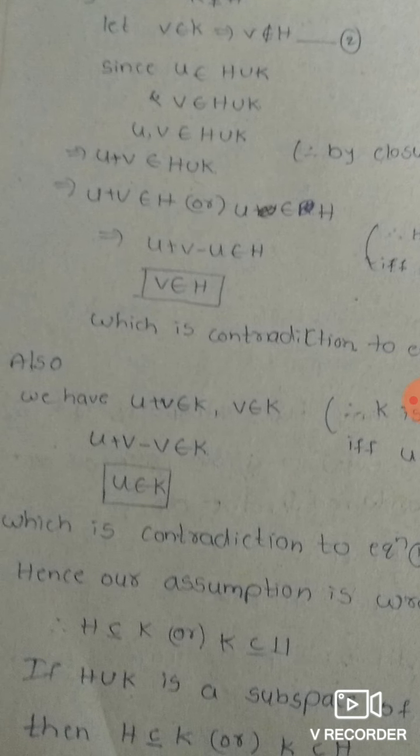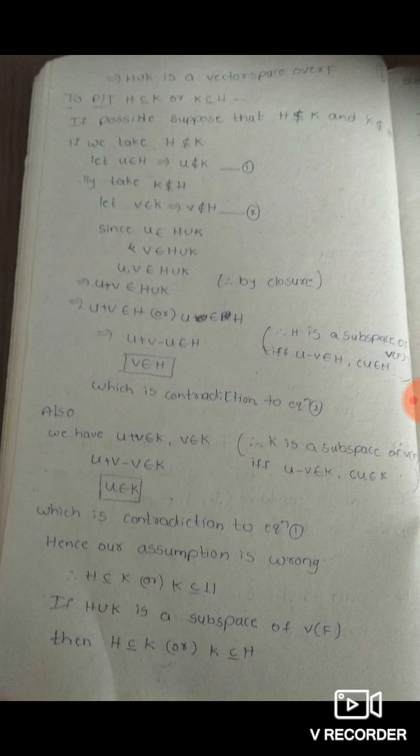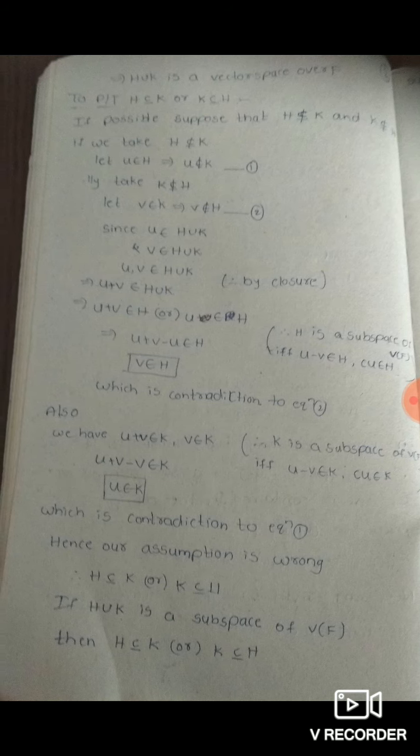Similarly, we have U plus V belongs to K and V belongs to K. By the subspace condition, U plus V minus V belongs to K. That is, U plus V, and V cancels with V.